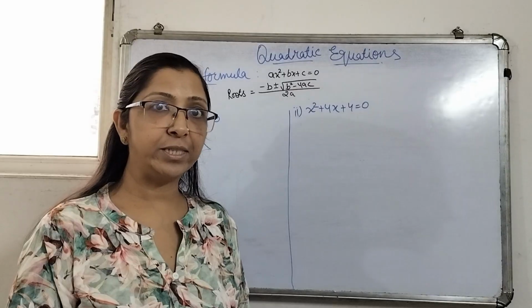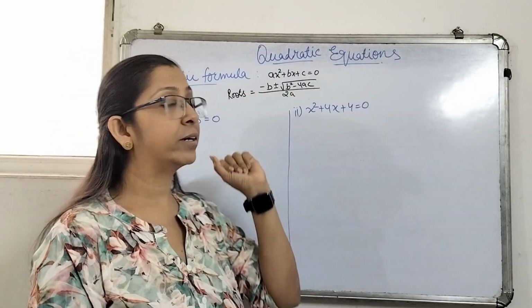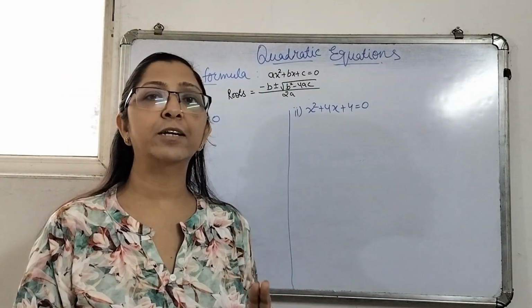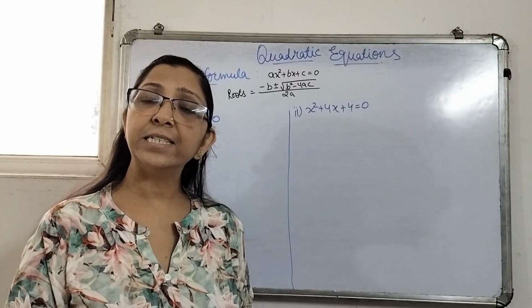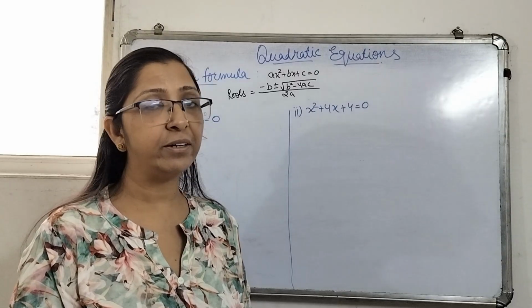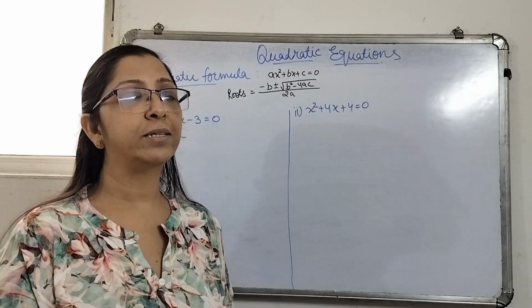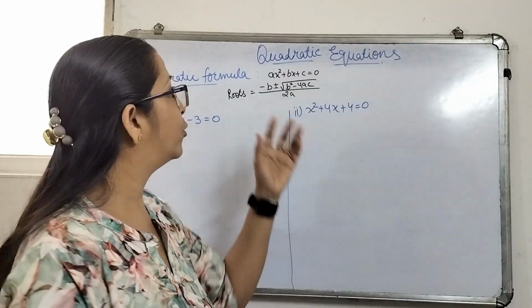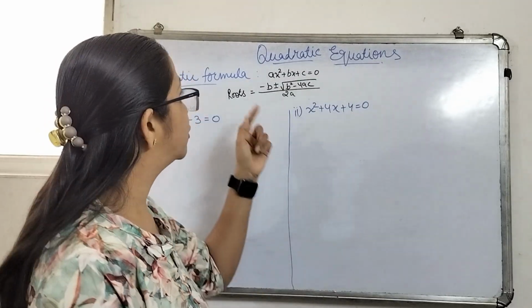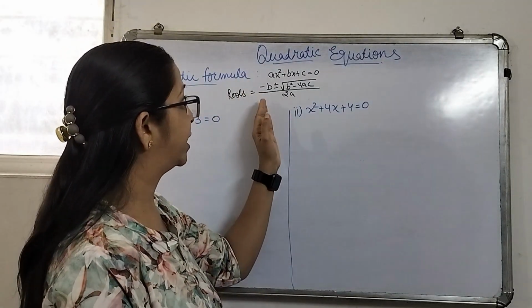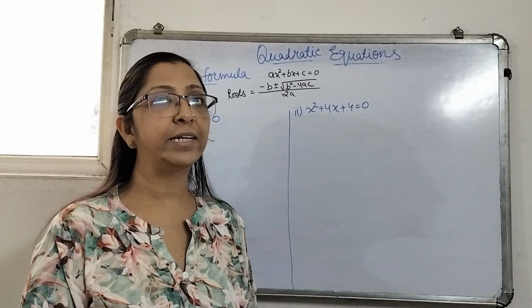As we just discussed, for a quadratic equation there could be at most 2 real roots. It is even possible that there is only one real root, and it is even possible that there is no real root for a quadratic equation. So using this formula, we can find the roots of any quadratic equation.